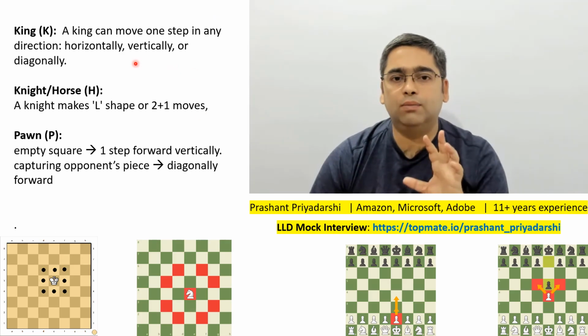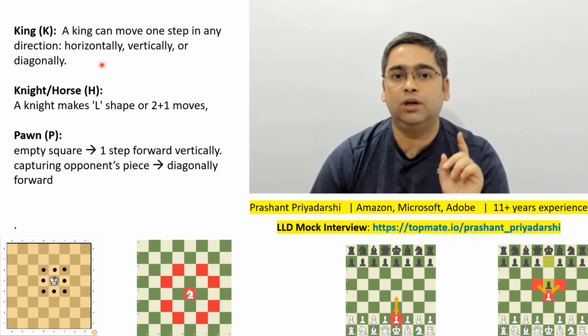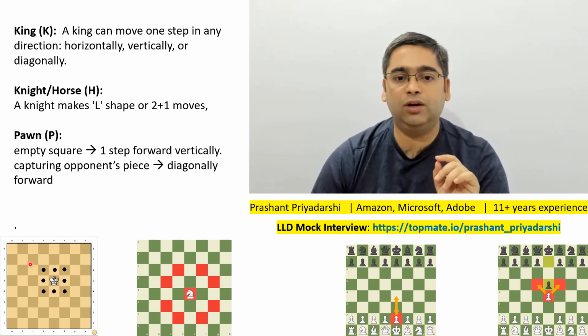The first and the most important piece is king. If your king is killed, then game is over for you. And king can move basically one step in any direction, either horizontally or vertically or diagonally. So either straight or diagonally you can say, and one step only.